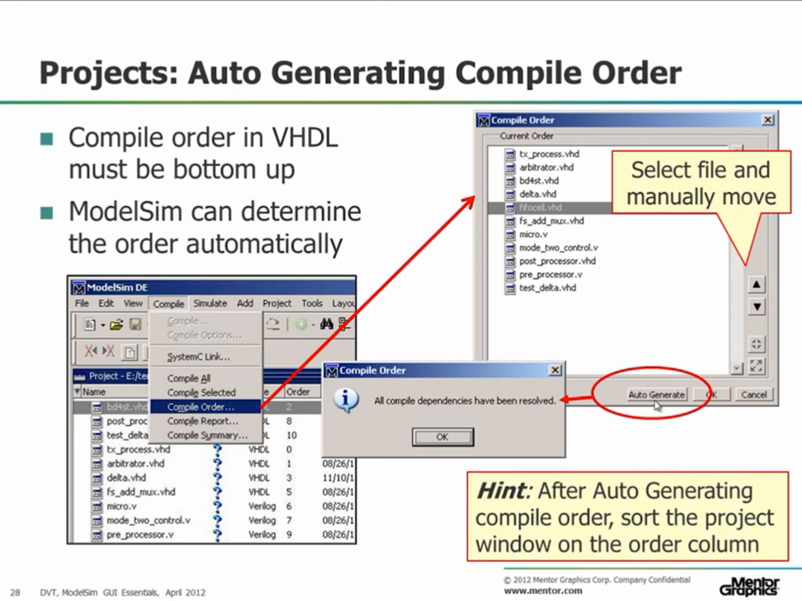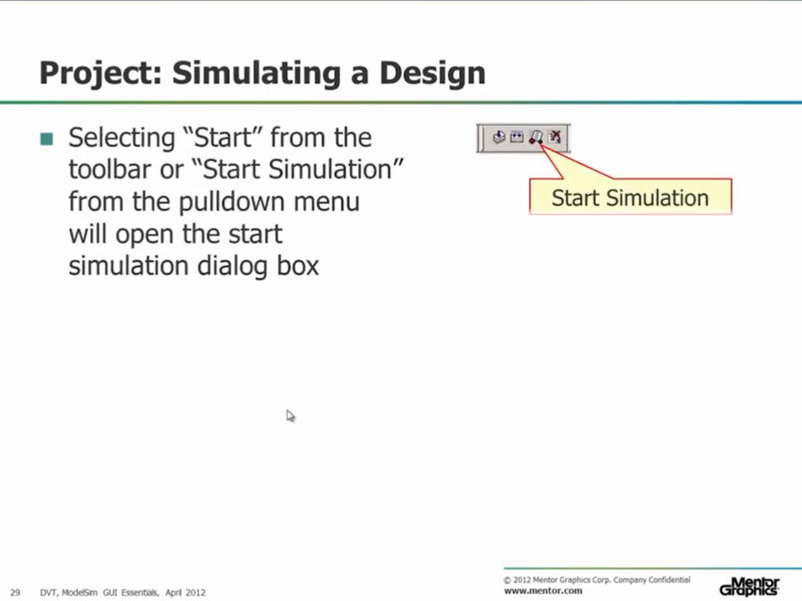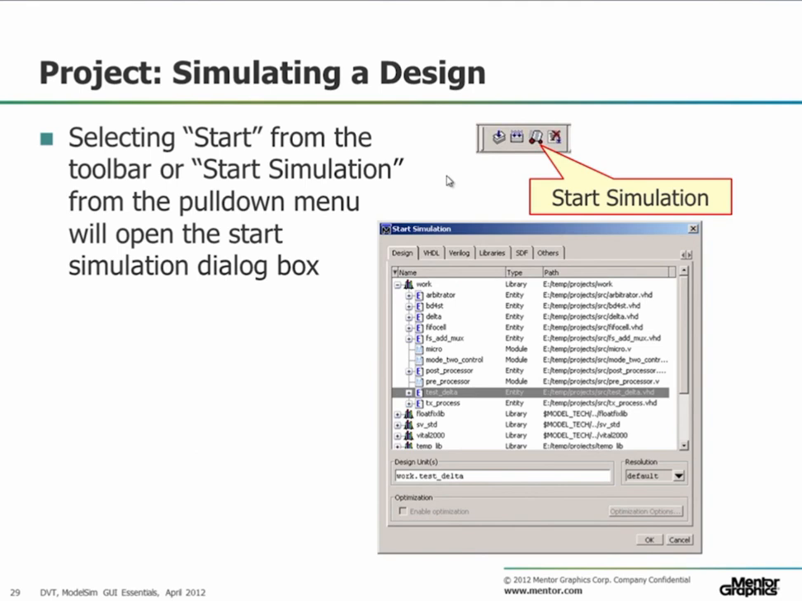Once you've hit auto generate and generated the compile order, if you go back to your project, you'll see the compile order column. You sort by compile order, and so you can see either top down or bottom up what order your files are in. So to start a simulation, I hit the Start Simulation button.